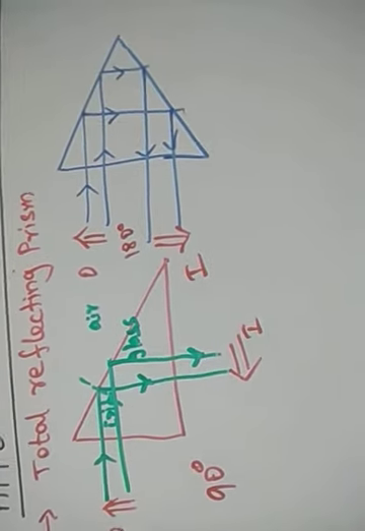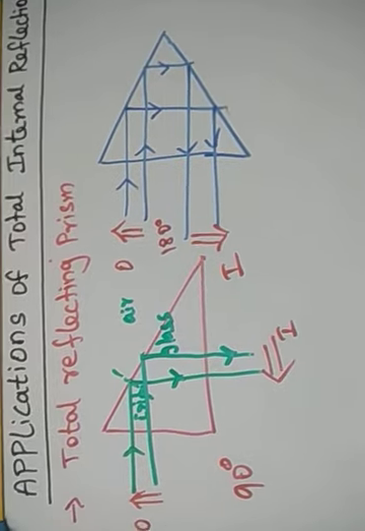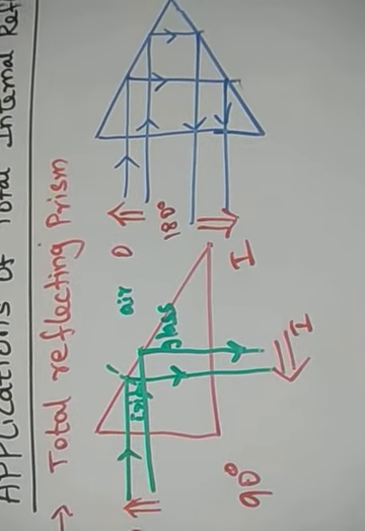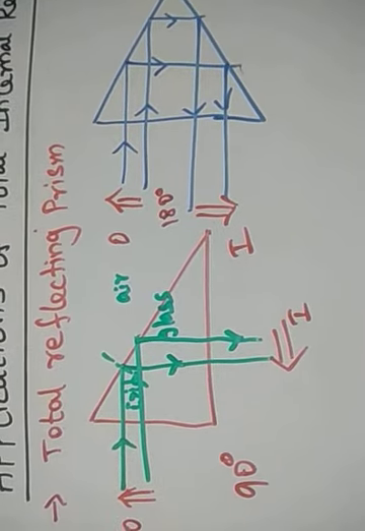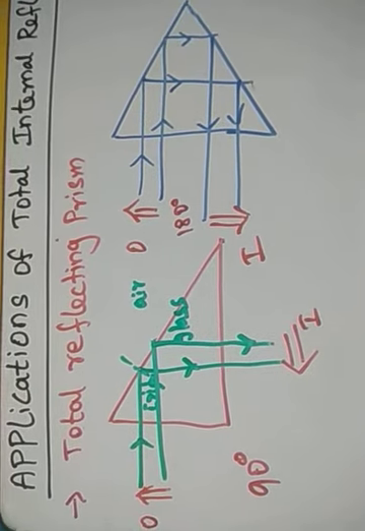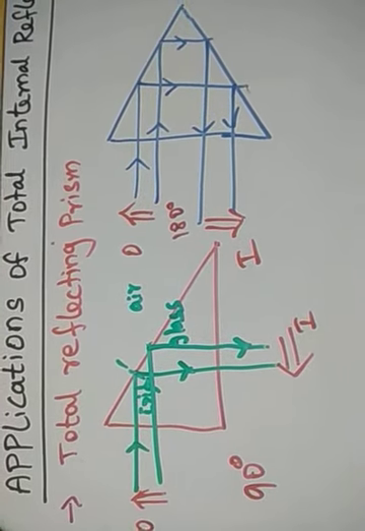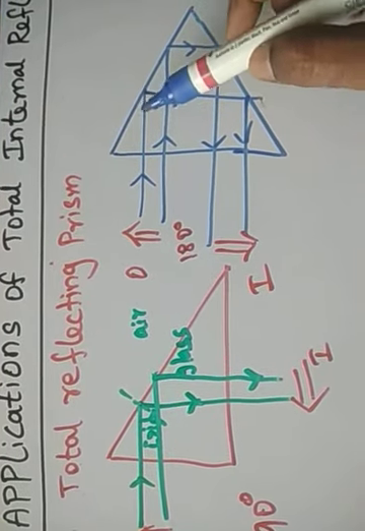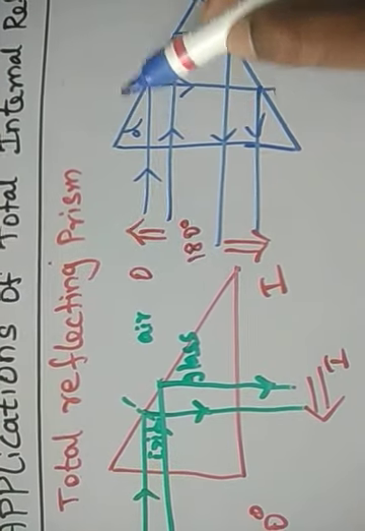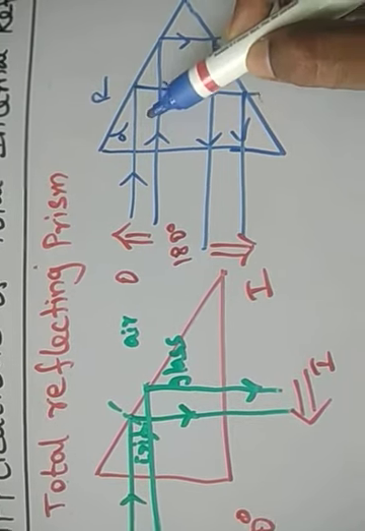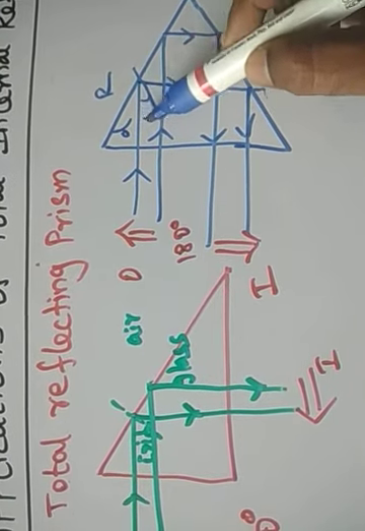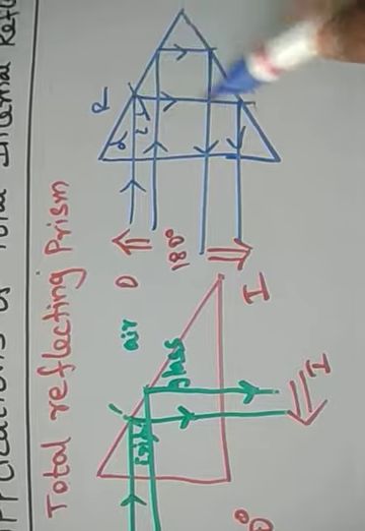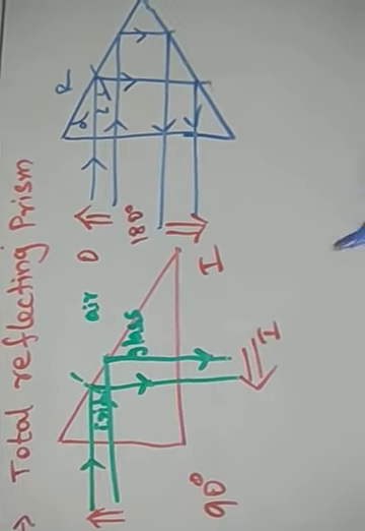There is another reflecting prism. The prism is a device used to refract light and it will disperse the light, as we all know. But when the angle of incidence is greater than the critical angle, it obeys the condition for total internal reflection. The light enters from denser medium to rarer medium, so the angle of incidence is greater than the critical angle. Total internal reflection takes place.